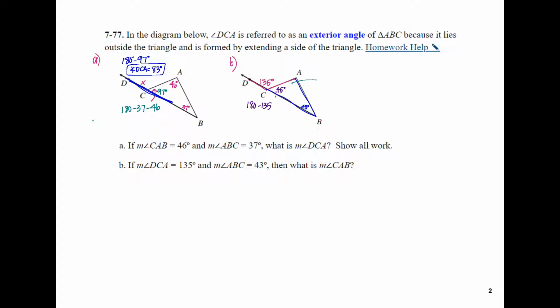When we look back at angle A, we know a triangle adds to 180 degrees, so we subtract out the 43 degrees for angle ABC. We also subtract out the 45 degrees for angle ACB, which will tell us that angle CAB is equal to 92 degrees. Also make sure you put an M in front of your angle on both of these examples so that we know we're talking about the measure of the angle being whatever degrees it is.